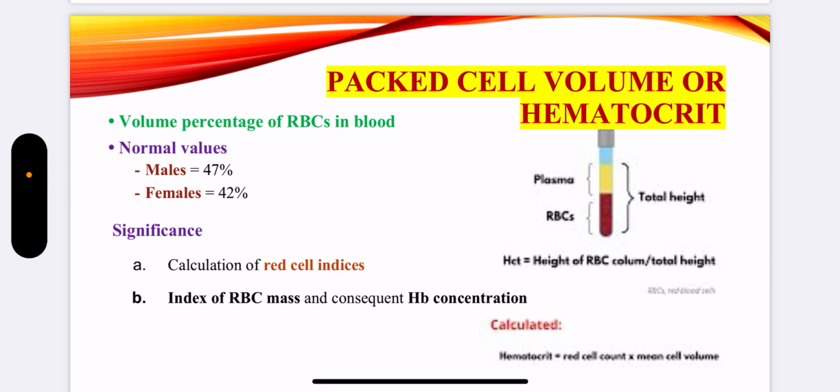Now, why do we need this PCV or hematocrit? It is required for the calculation of red cell indices. These are the indices that indicate the health status of a person. We'll talk about these indices. Secondly, it is the index of RBC mass and consequent hemoglobin concentration. It is a very significant factor. PCV serves as an index of RBC mass, and as the RBCs contain hemoglobin, the same is reflected by PCV.